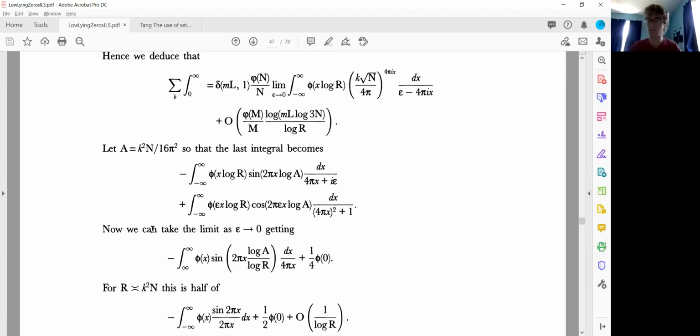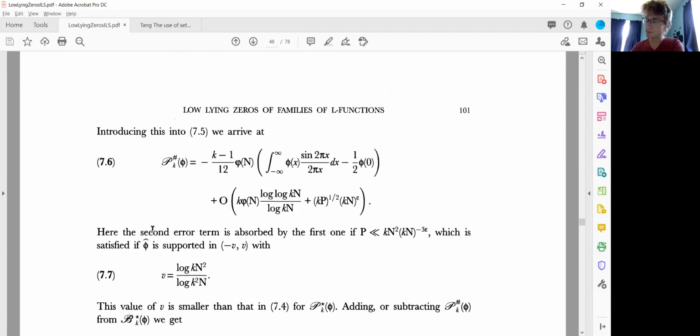So we've changed things. We've chosen r to be k squared over n, and we now have basically the integral of phi of x times sine 2 pi x over 2 pi x. And that gets us to the equation on the top of page 101. It turns out that sine 2 pi x over 2 pi x is exactly what you get when you look at the expansions in random matrix theory. And so it is a success to this point.